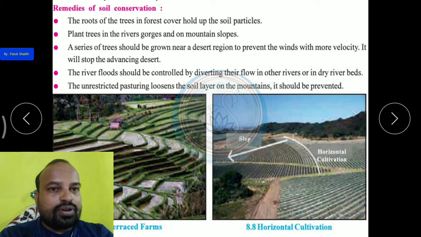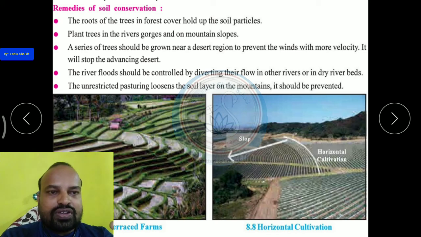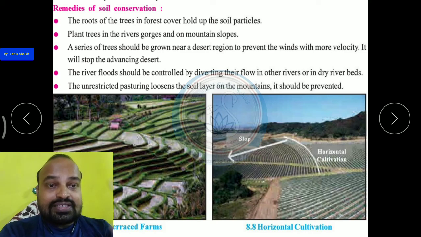And the most important point: you may have this question, whether wind blows because of the movement of the trees. No, trees move because of the wind. Just keep in mind that trees do not cause the wind. The trees move because of the wind speed. So we have to grow more trees near a desert region.